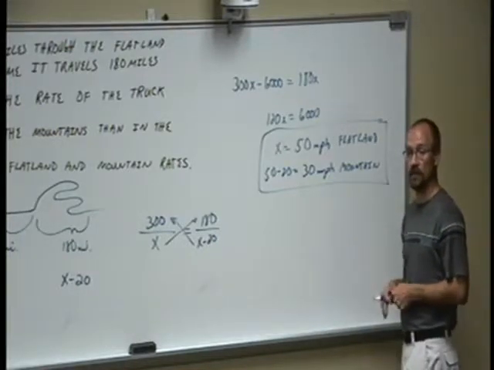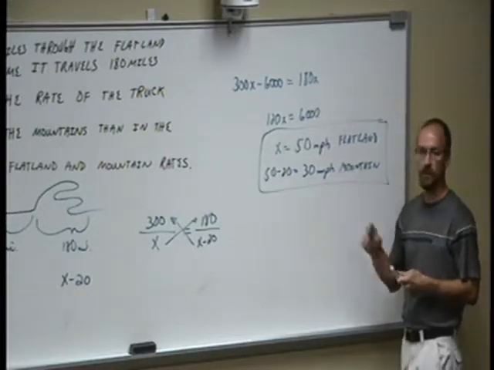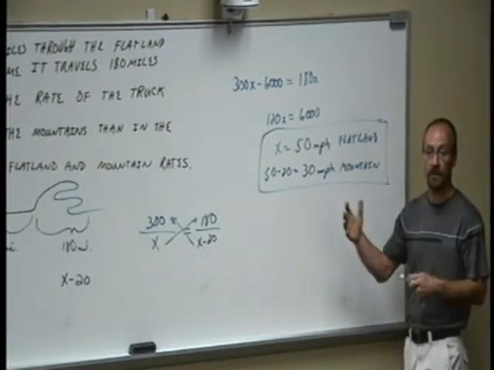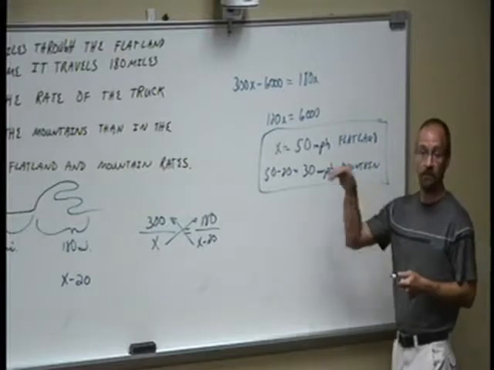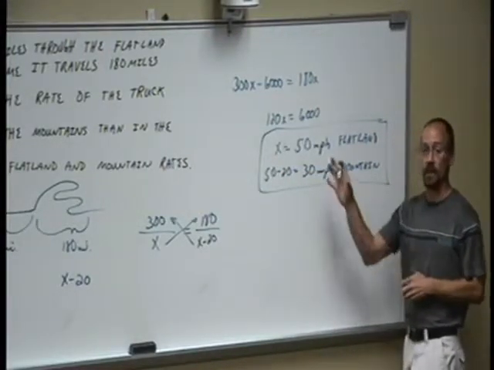Maybe he's going a little slow. Hopefully you're not the guy behind him, right? 30 in the mountains sounds very reasonable. Now, if I got answers that were, he was flying 500 miles an hour through the mountains or something, I'd say, hey, this is not reasonable. Maybe I did something wrong.